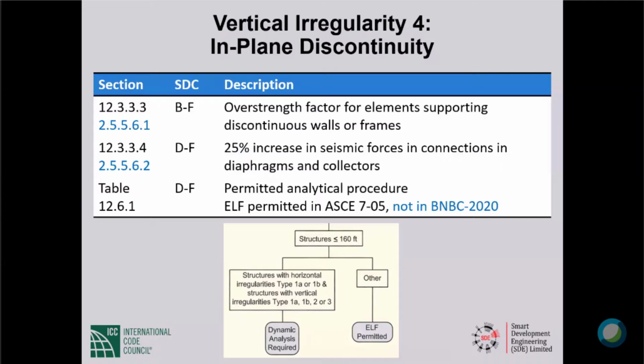If you have type 4 vertical, the structural members supporting the discontinuous stiff element have to be designed using load combinations with overstrength factor. Very, very important requirement. Once again, structural members supporting the discontinued shear wall or stiff element have to be designed using load combinations with overstrength factor. That's extremely important. Then 25% increase in seismic forces in connections in diaphragms and collectors. And then equivalent lateral force procedure will be permitted by ASC 705, but BNBC will have you do dynamic analysis. Any vertical irregularity, BNBC will force you to do dynamic analysis.